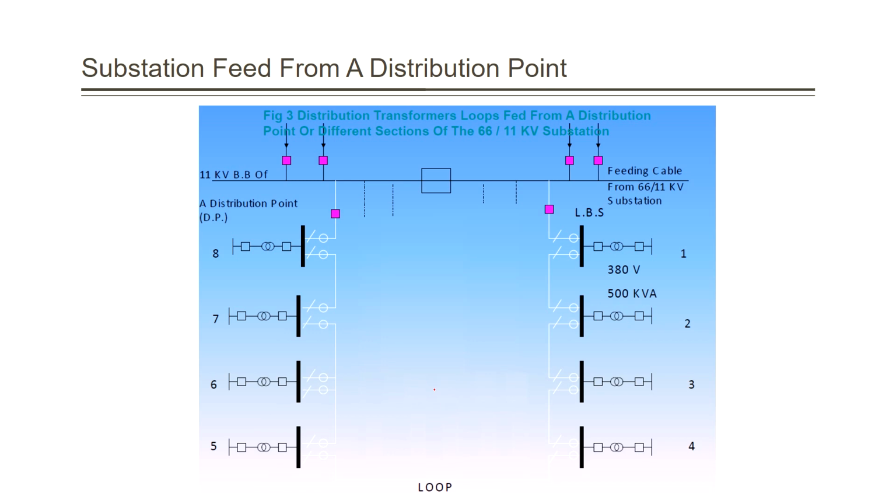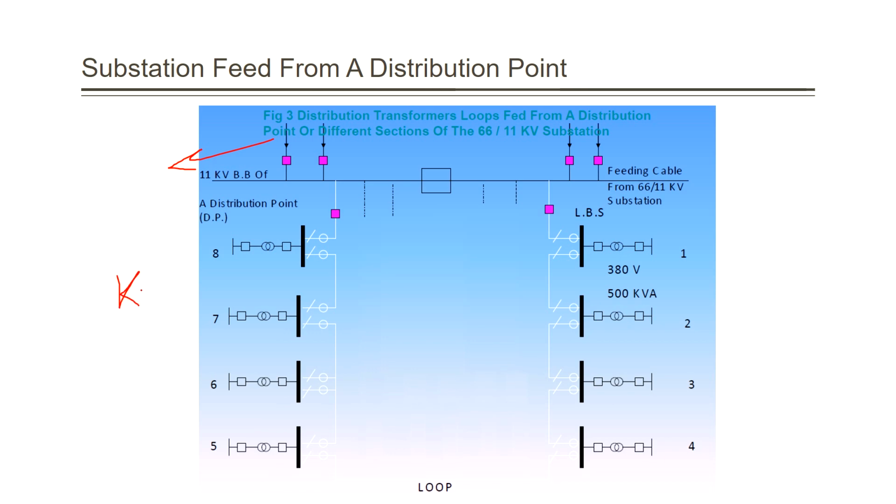So if we look at this part, each of these is the output from the 11 kilovolt cables or from the 11 kilovolt substation. They are here from the 66 to 11 kilovolt substation. Where does the 11 kilovolt go? They don't go to a substation, okay? They go to a transformer. A transformer's 11 to 380 volt.